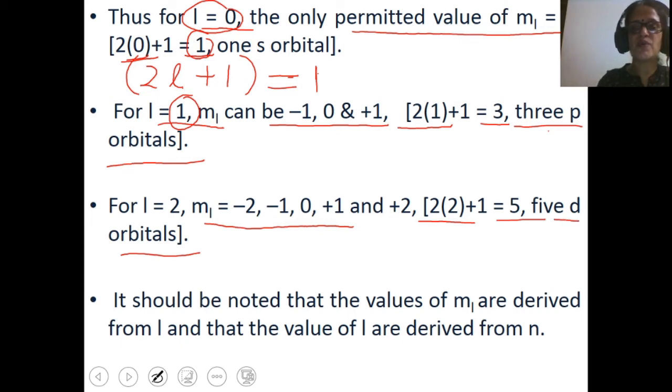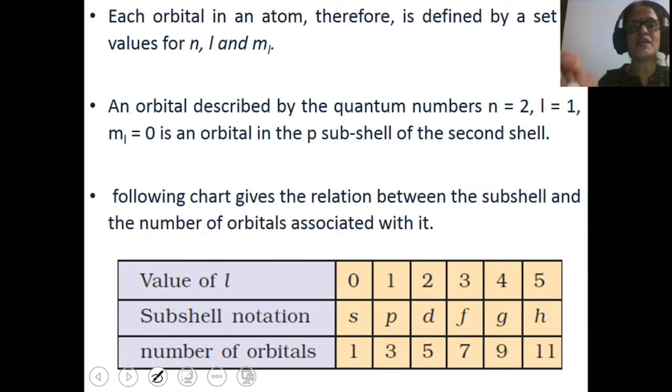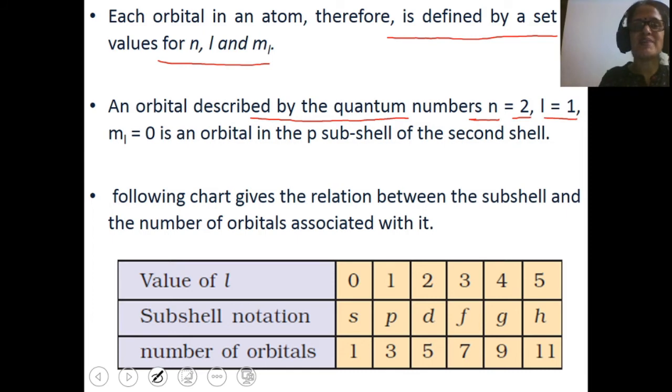Now it must be noted that the values of ML are derived from the values of L, and the values of L are derived from the values of N. We have already discussed. Now, each orbital in an atom is defined by a set of values for N, L and ML. So, any orbital can be defined by a set of 3 quantum numbers which are N, L and ML. For example, an orbital is described by the quantum number N is equal to 2, L is equal to 1 and ML is equal to 0.